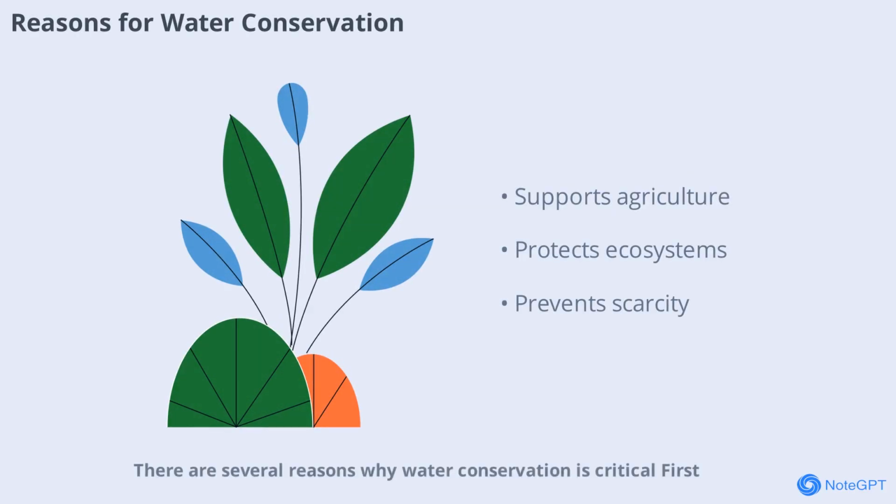There are several reasons why water conservation is critical. First, it helps in sustaining agriculture and food security. Second, it ensures the availability of water for domestic and industrial use. Third, conserving water protects natural ecosystems and maintains the balance of our environment. Lastly, it reduces the risk of water scarcity and conflicts over water resources.